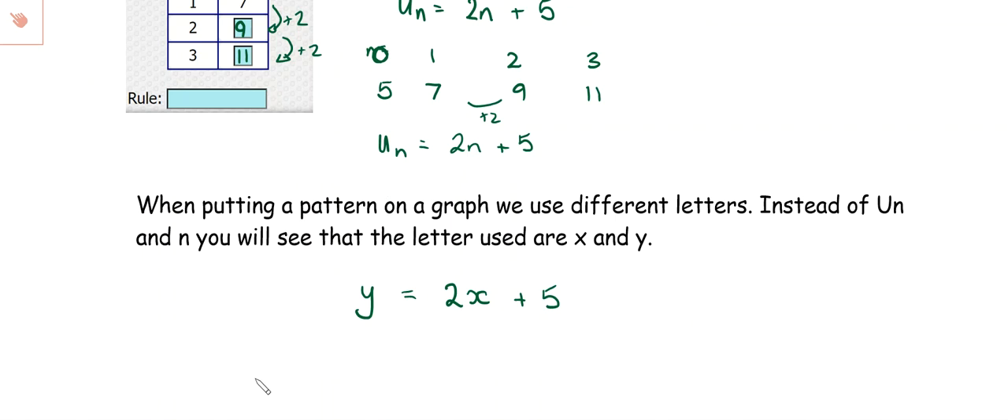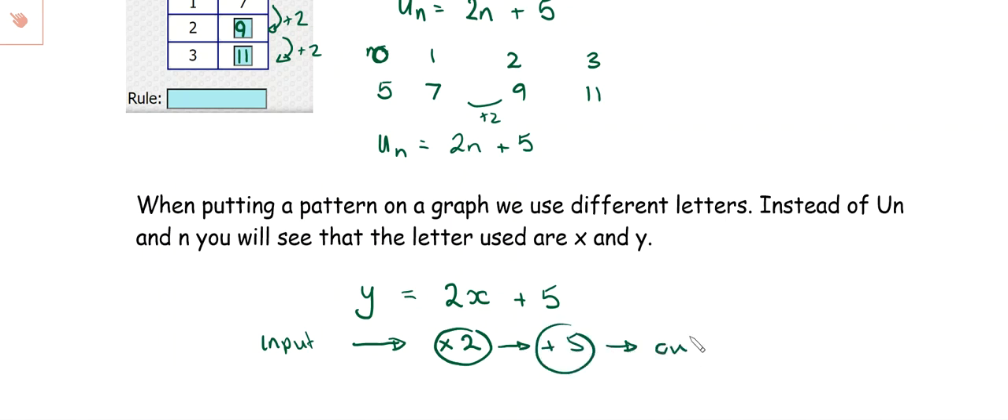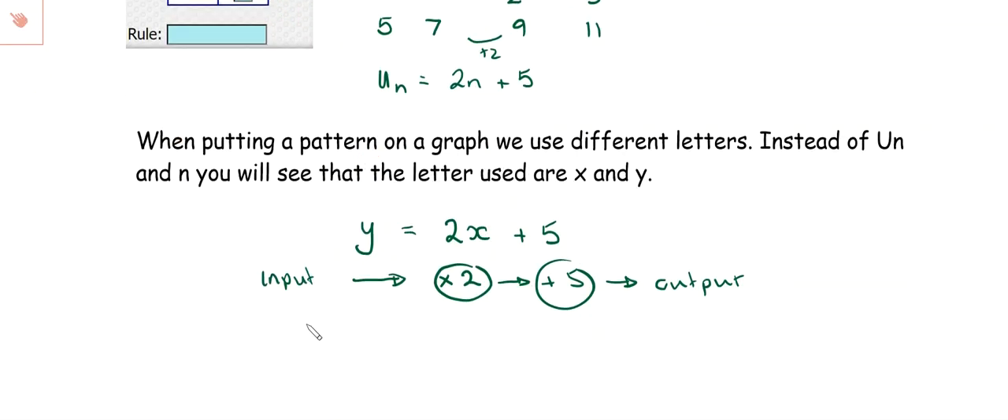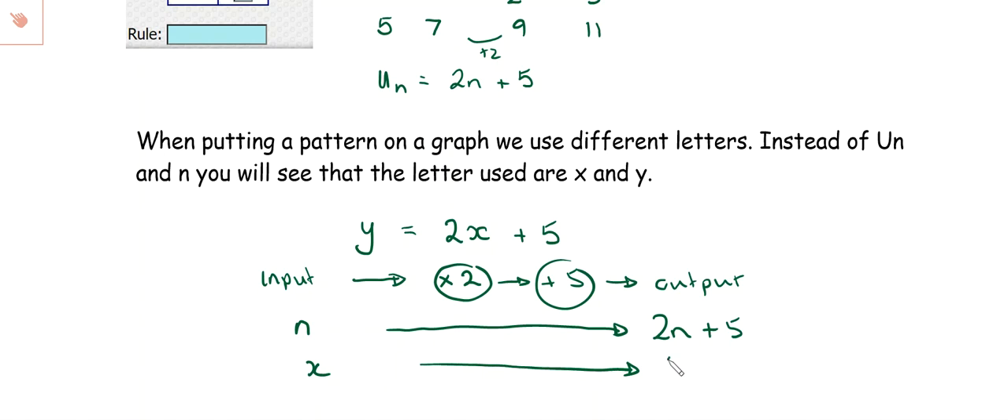Because as a function machine, we've said we have an input, we have a function machine which would do times 2 and then plus 5, and what comes out is the output. So the input, if it was n, would end up being 2n plus 5, yeah? But if it's an x, it would be 2x plus 5, simple as that, okay?